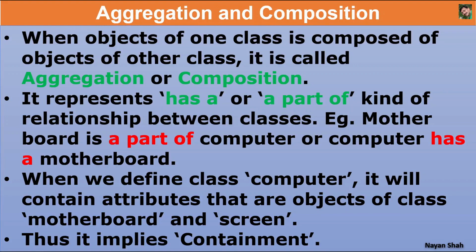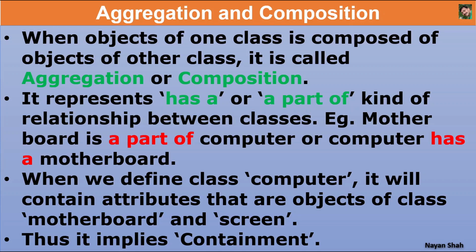Aggregation and composition. What is aggregation and what is composition? The last topic of chapter 6. See, when objects of one class is composed of objects of different other classes, it is called aggregation or composition. So when we take objects of different classes and then from that we define another object, that is called aggregation or composition. Aggregation composition represents has-a or a-part-of kind of relationship between two classes.